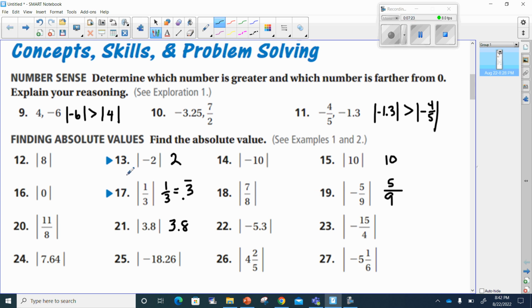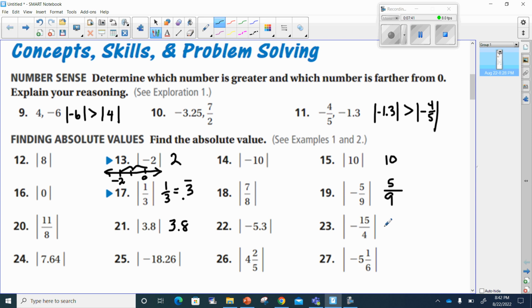Let's just look at number 13 in case some people still have questions about it. If this was 0, and this was negative 2, that was negative 1, there's negative 2, right? This is how far away from 0? 1, 2, and that's why we said 2.